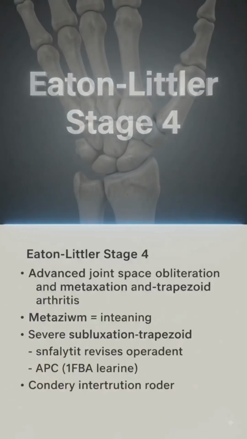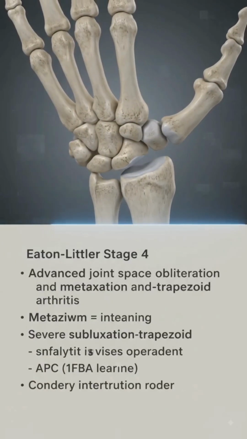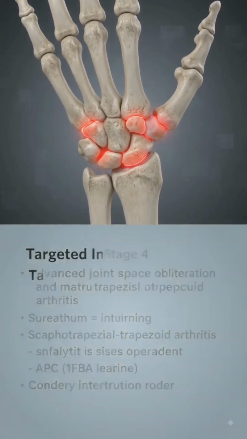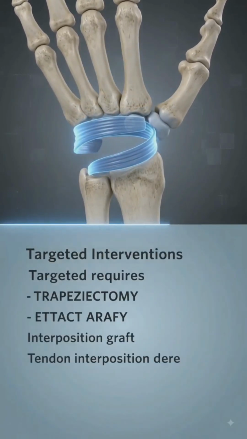Stage 4. Advanced joint space obliteration and severe subluxation occur. Look for scaphotrapezial arthritis. Treatment requires a complete trapeziectomy.